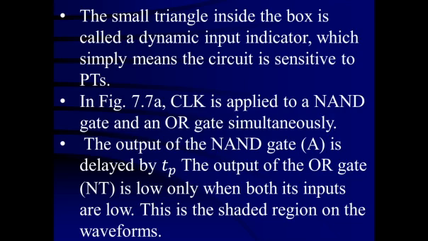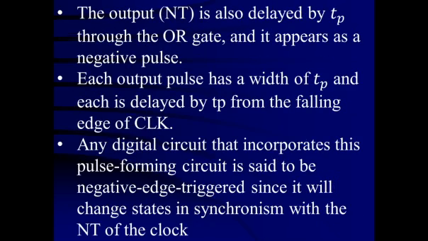In figure 7.7a, the clock is applied to the NAND gate and an OR gate simultaneously. The output of the NAND gate A is delayed by Tp. The output of an OR gate is low only when both its inputs are low. That means A is also low and the clock input is low. This is the shaded region of the waveform. The output negative transition is also delayed by Tp through the OR gate and it appears as a negative pulse. Each output pulse has a width of Tp and each is delayed by Tp from the falling edge of the clock, or trailing edge of the clock.